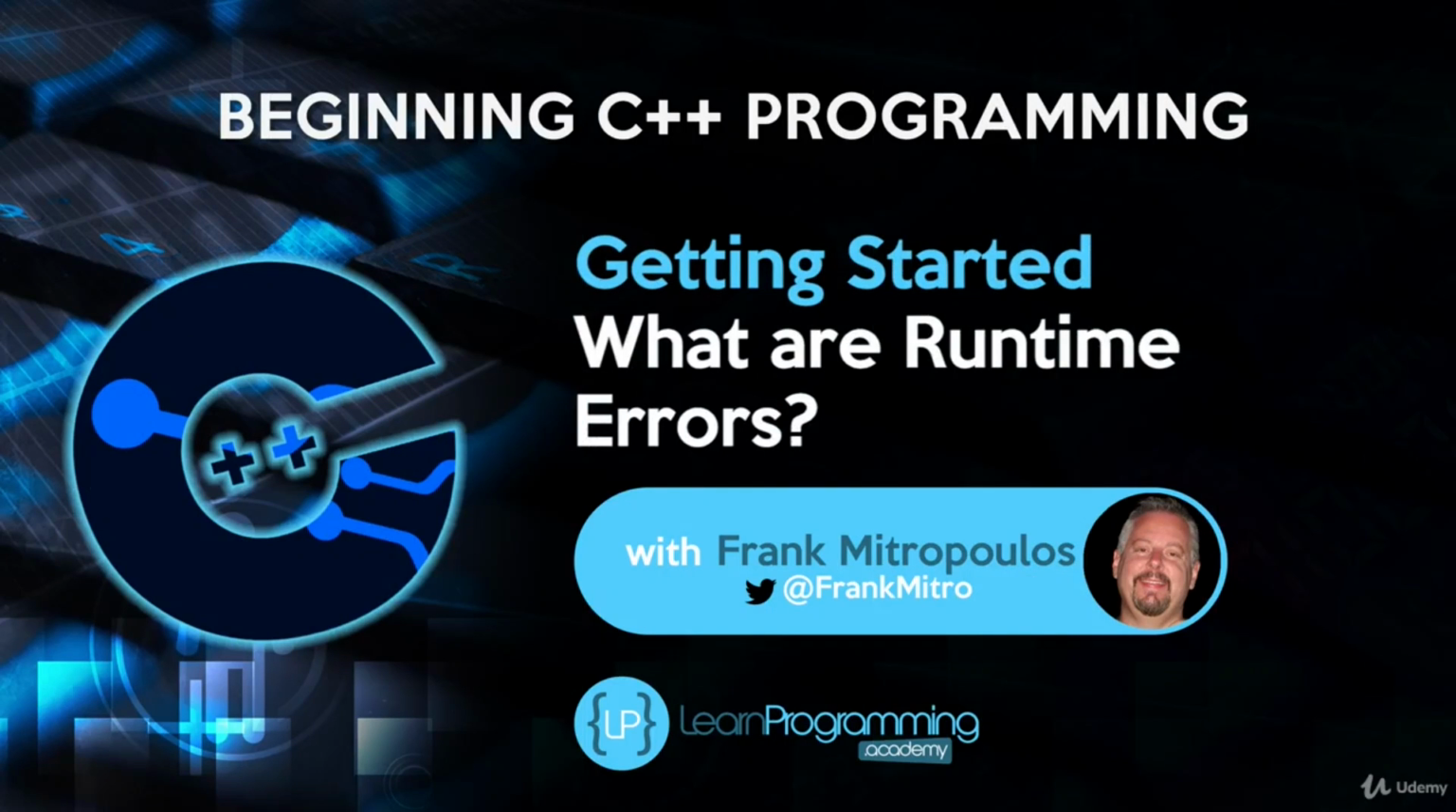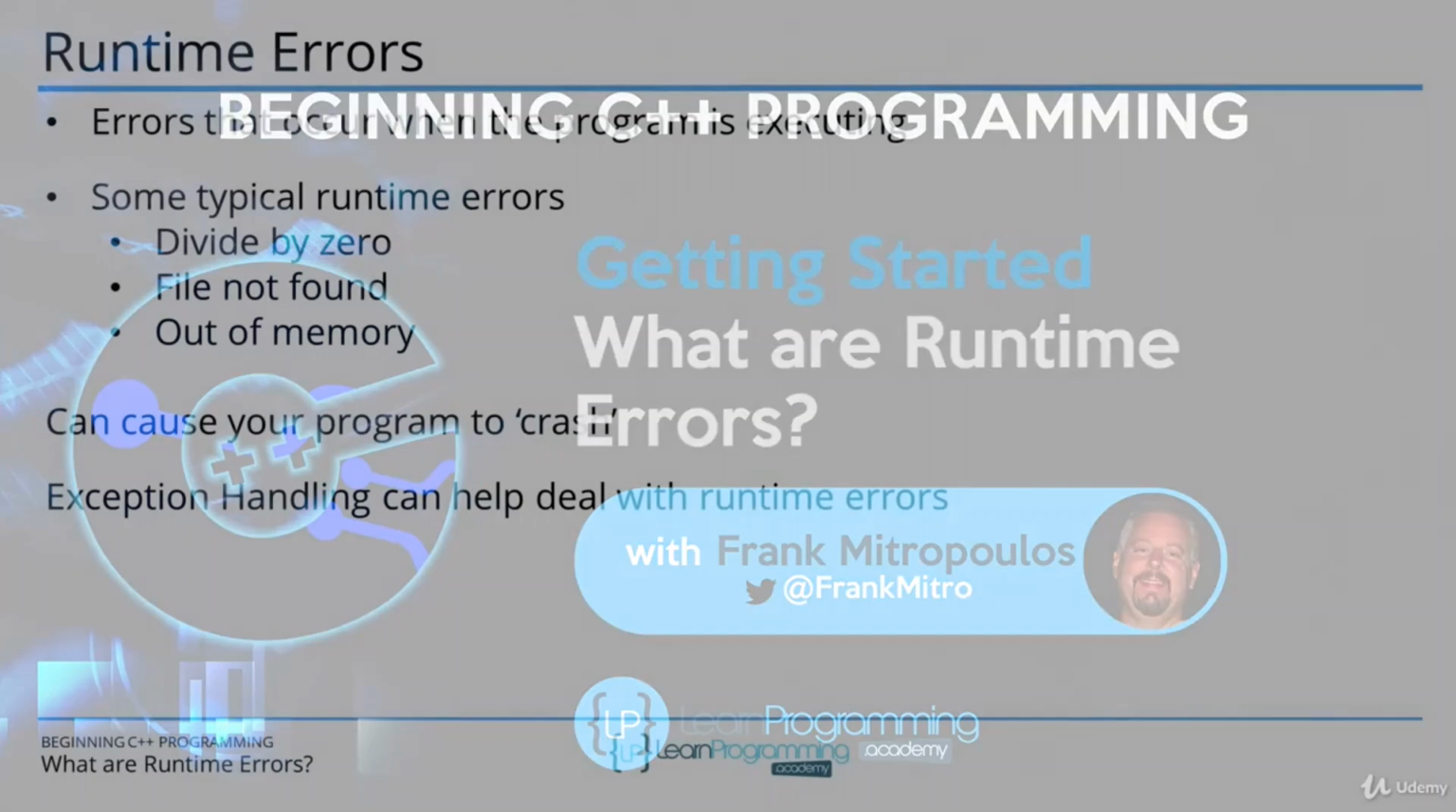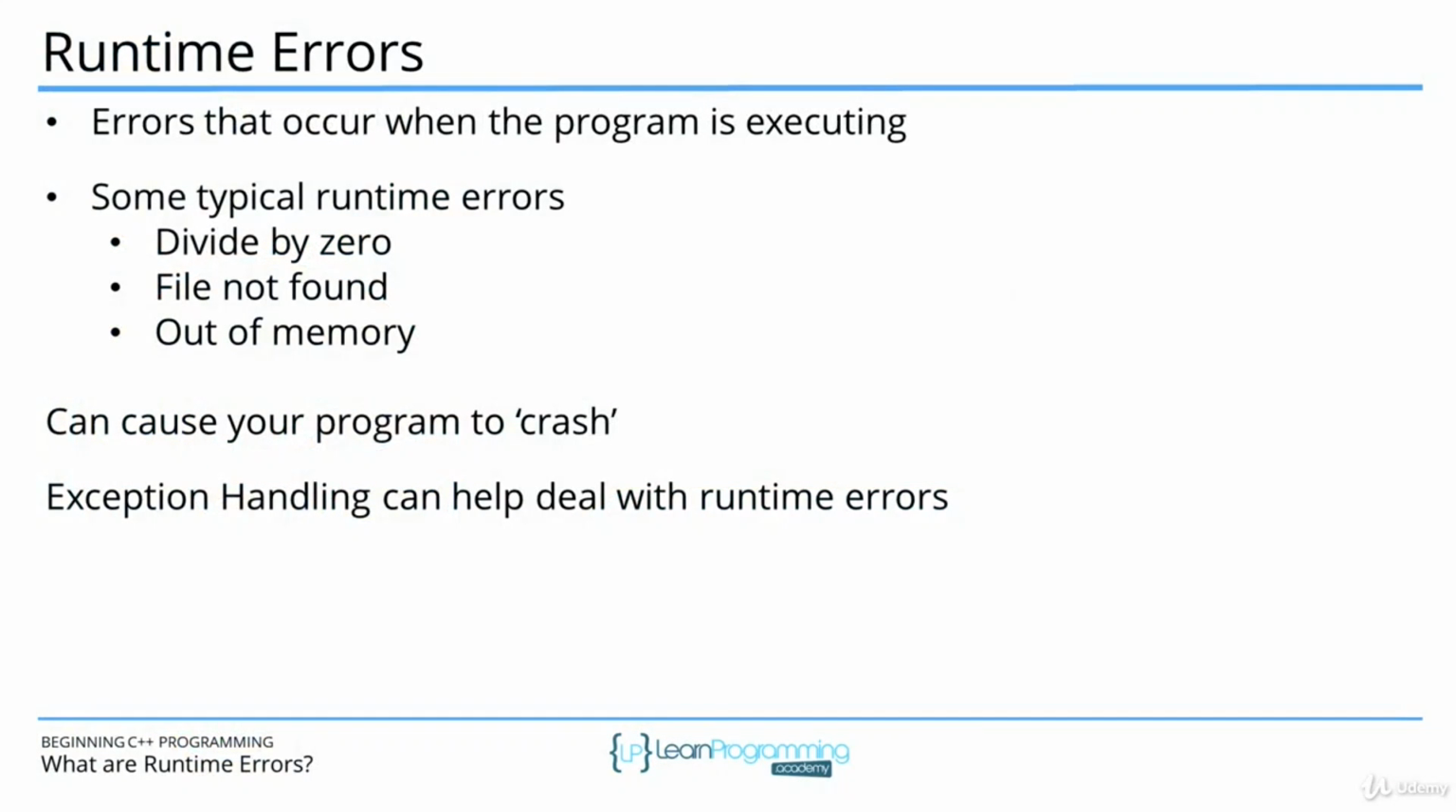In this video, we'll talk about runtime errors and why they can happen. As the name suggests, runtime errors are errors that happen when the program is executing. These types of errors can be difficult to predict when we're writing our program. These errors include divide by zero errors, file not found errors, out of memory errors, and many, many more.